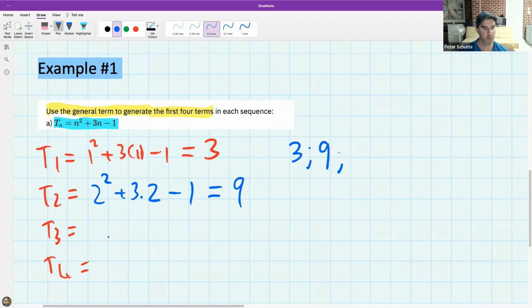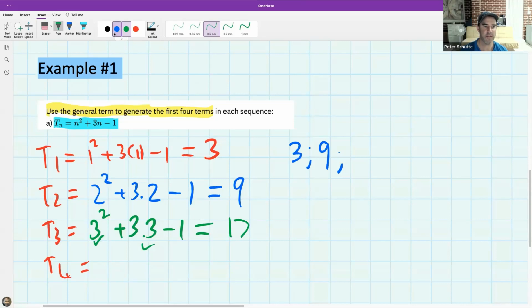Now, what's the third one? Well, the third one would be 3 squared plus 3 times 3 minus 1. This is going to be 9 plus 9. That's 18. So that's 17.